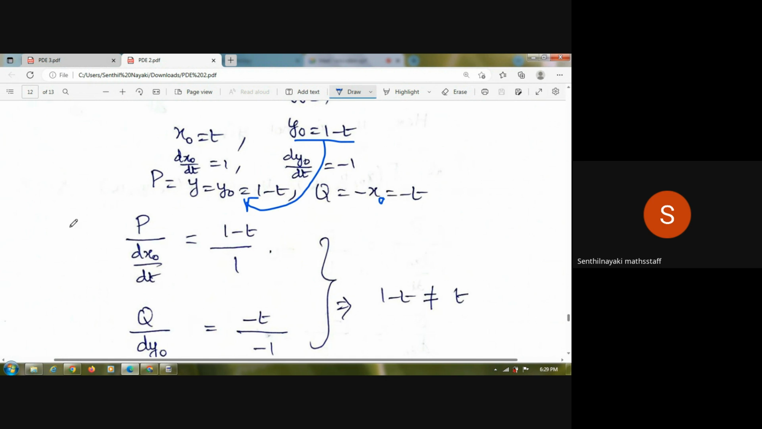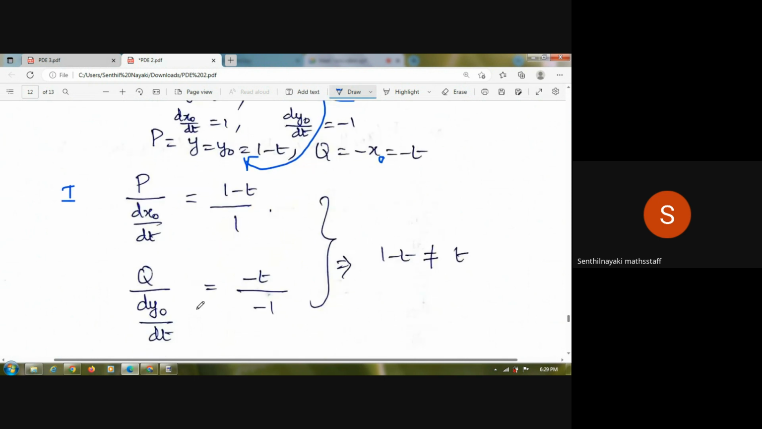Next we have to find the first ratio, p by dx naught by dt. The p value is 1 minus t, dx naught by dt is 1, so we get 1 minus t. And q by dy naught by dt: the q value is minus t and dy naught by dt is minus 1, so minus t by minus 1, that is t.